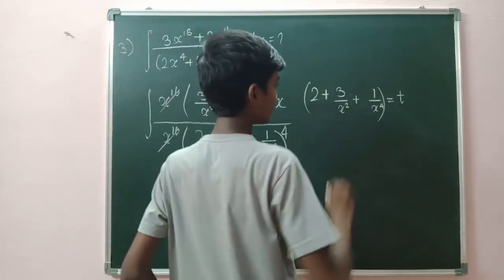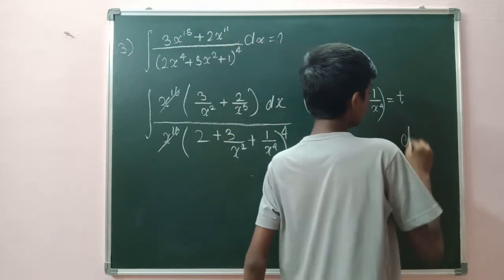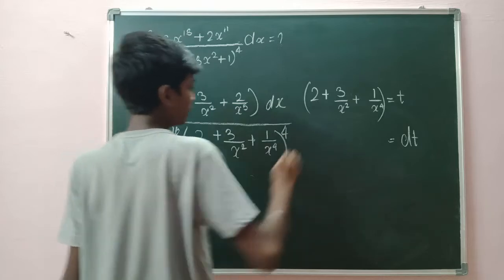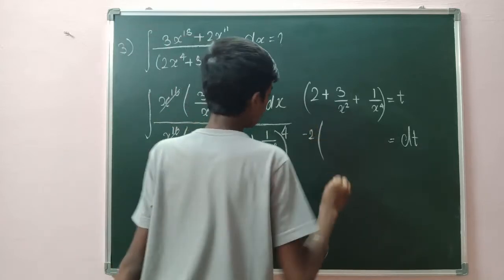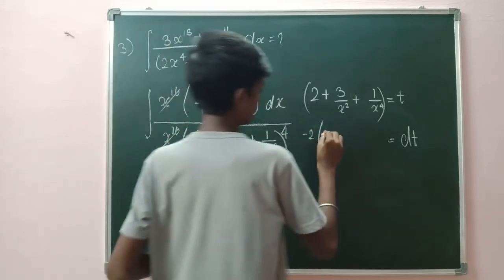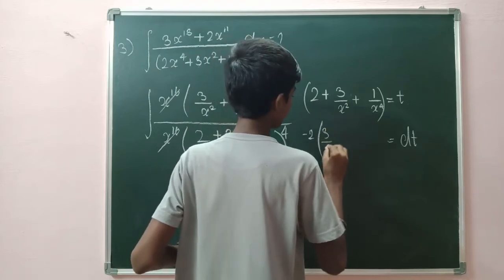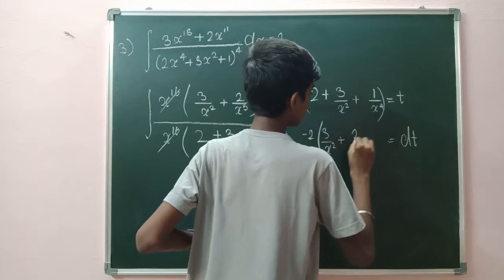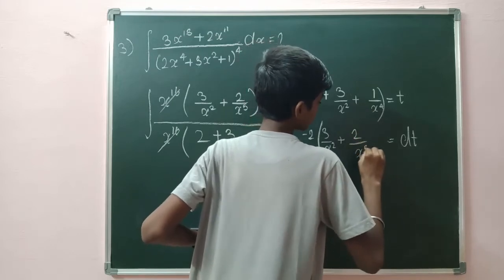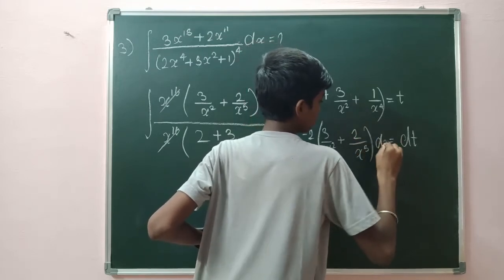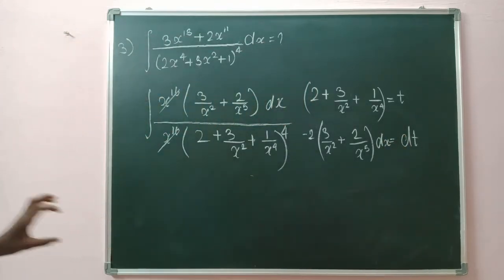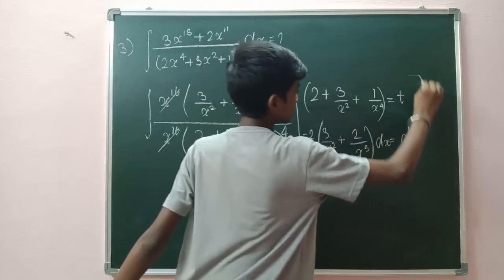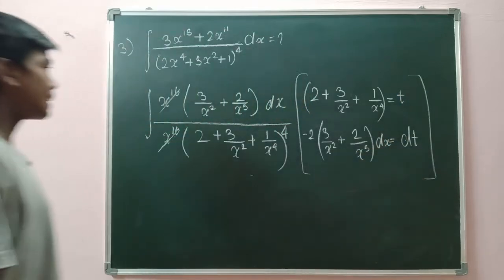When you take it like that, your dt will be nothing but minus 2 into (3 by x square plus 2 by x power 5) dx, since differentiating 1 by x power 4 gives 2 by x power 5... Okay, it will be a little time taking because you are supposed to solve this. Then dt is your differentiation. Correct now? This is the substitution that I'm going to take here.